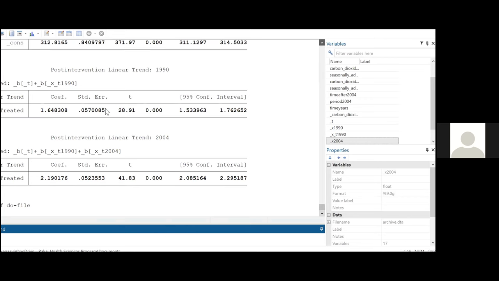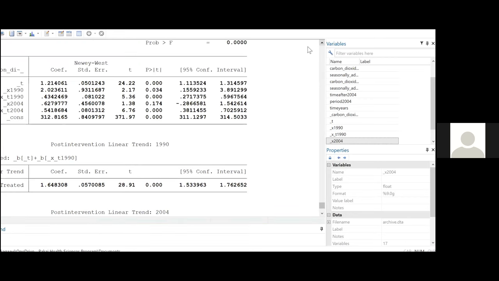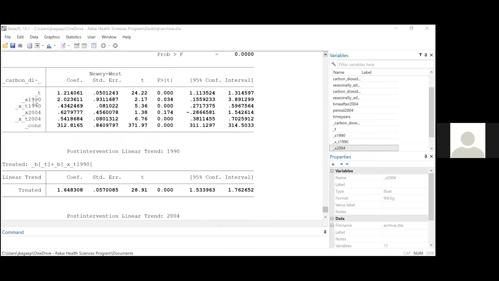And ITSA is very kind, because it is generating all these dummy variables for you. It has time, which is the slope. It gives you the slope here, and it gives you the treatment variable. At 1990, it gives you the change in slope. When we change from 1990 to 2004 in that phase, it even shows us the level effect for 2004, the change after 2004, and then the change in slope after 2004.